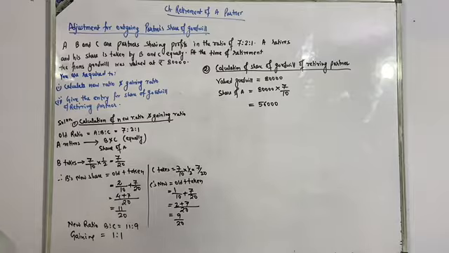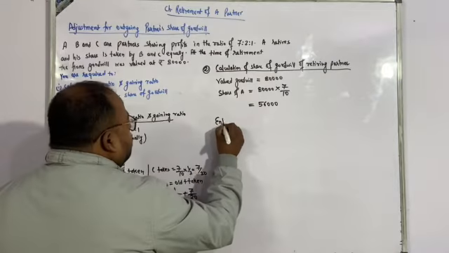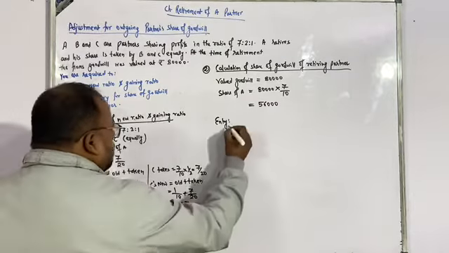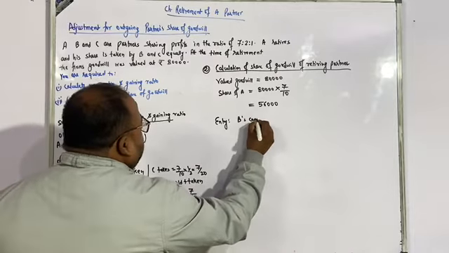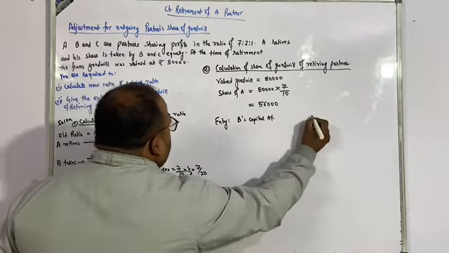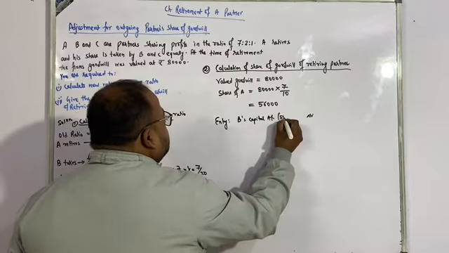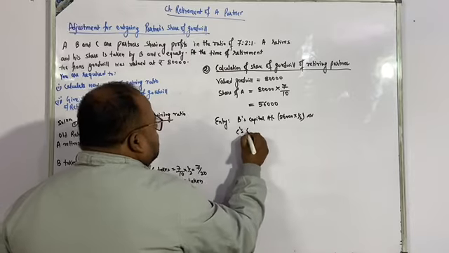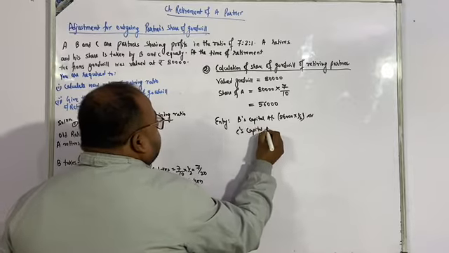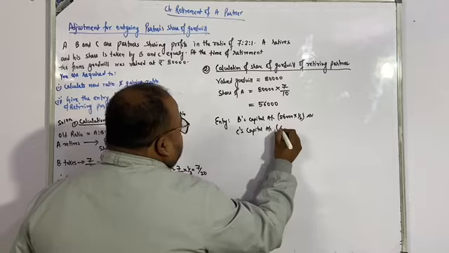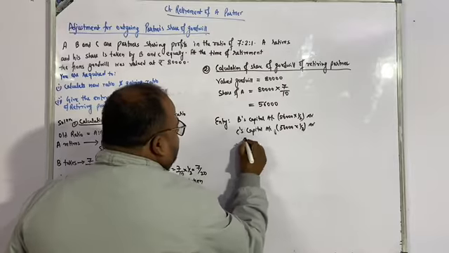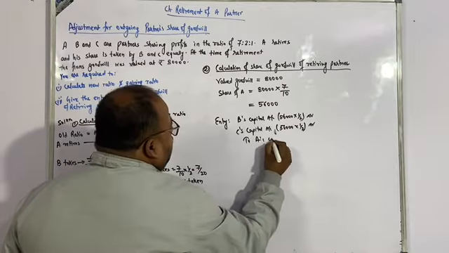Now you have been asked to pass the entry. The entry will be gaining partner's capital account debit to retiring partner. So gaining partner is B and C. So B's capital account debit 56,000 into 1 by 2, and C's capital account, that is 56,000 into 1 by 2, debit to A's capital account.